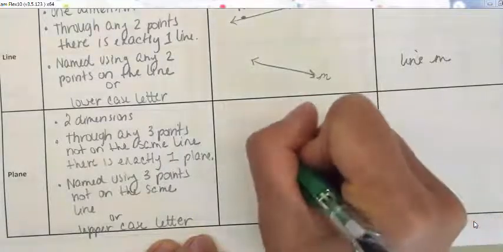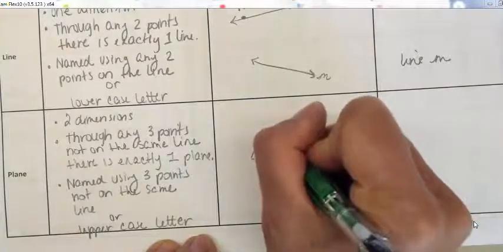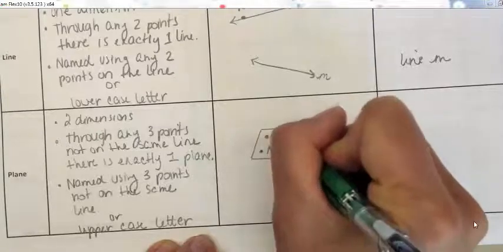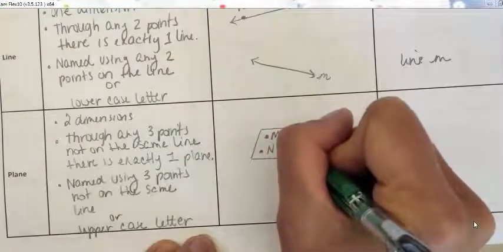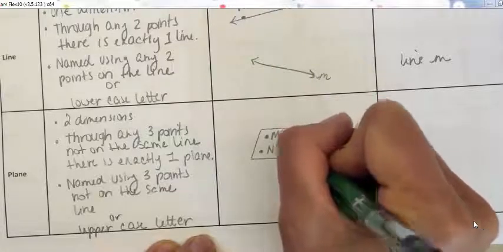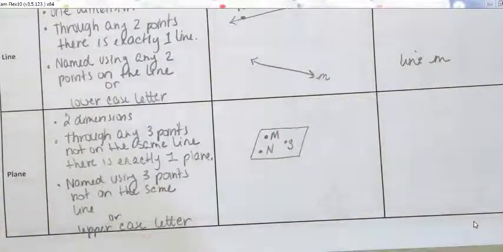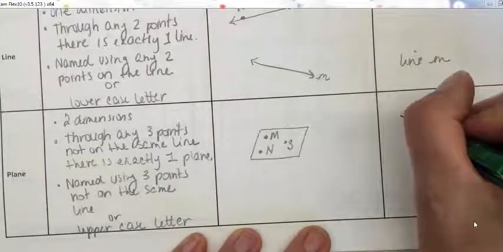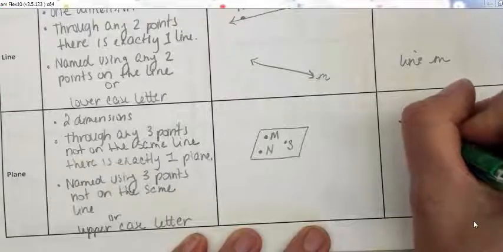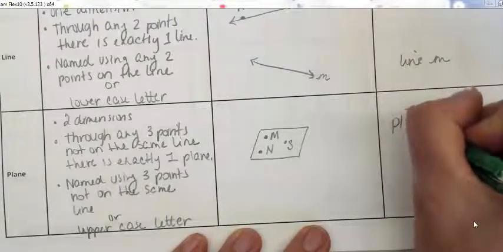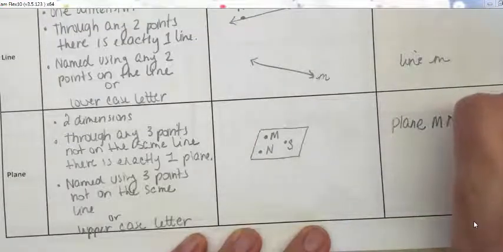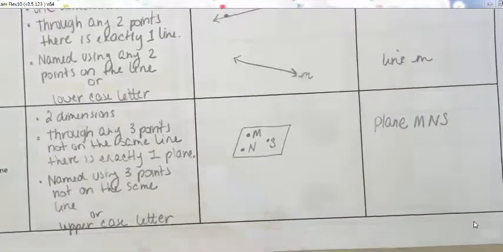So if I had 3 points in here, how about M, N, and how about, just for fun, let's put an S in there. Okay, so those are 3 points. So I can name this plane ABC. Or sorry, not plane ABC, plane MNS. Why did I say ABC? I have no idea.